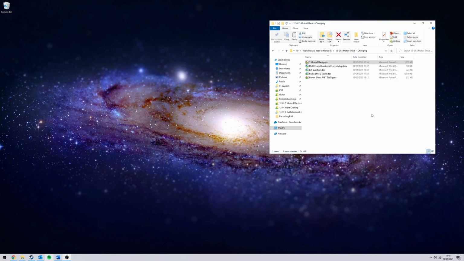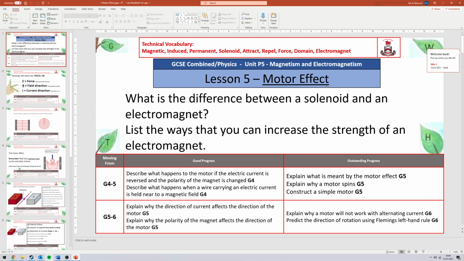Hello Year 10. Today we are going to be learning about the motor effect. So here's the folder with the work in, here's today's lesson, and I'm just going to go straight onto the PowerPoint. Now, some starter questions to get your memory jogged.